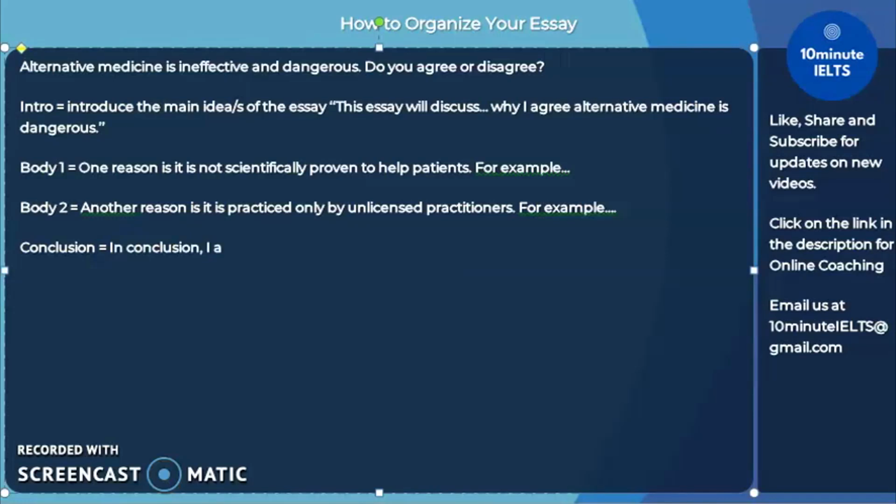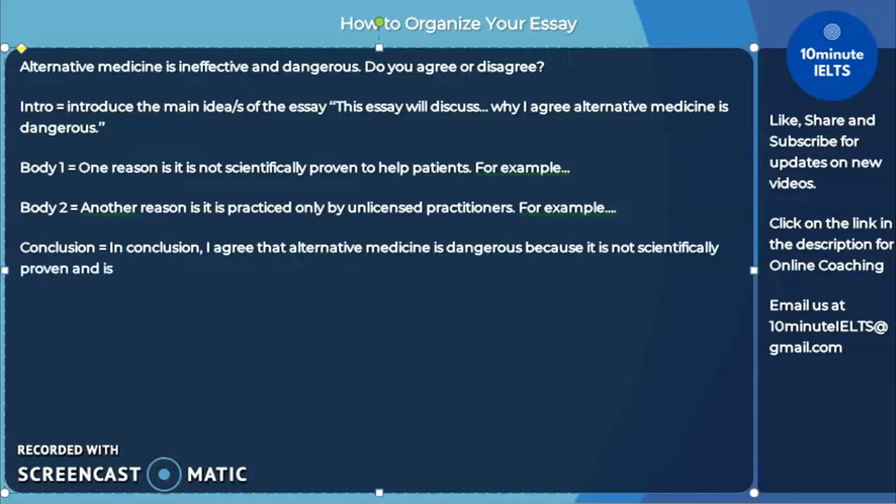I agree that alternative medicine is dangerous because it is not scientifically proven and only practiced by unlicensed people. And that would already give us an organized essay. Here we go. Let's just take that out.